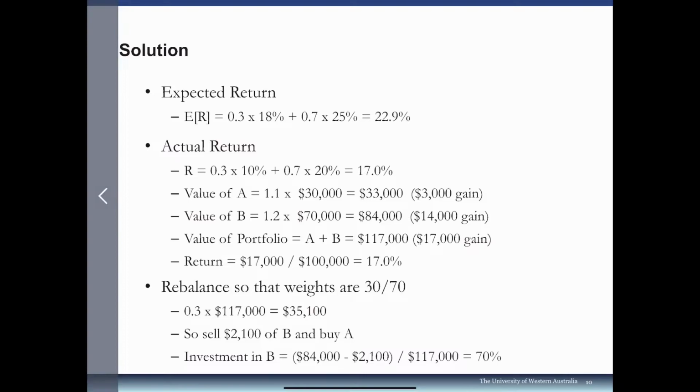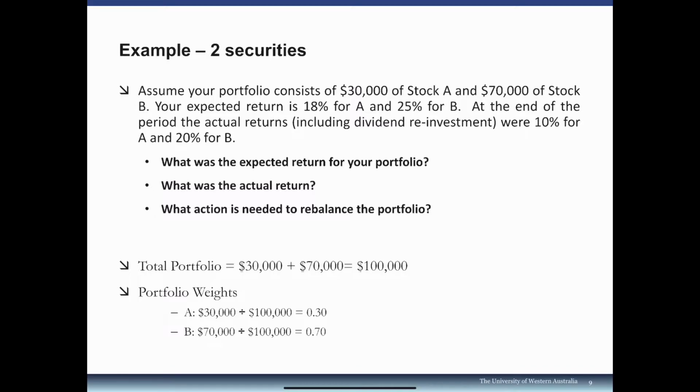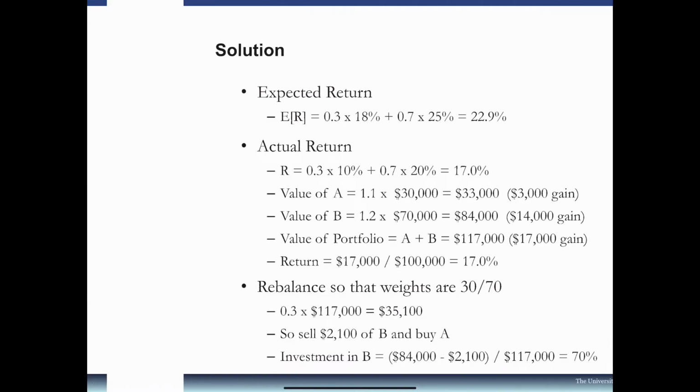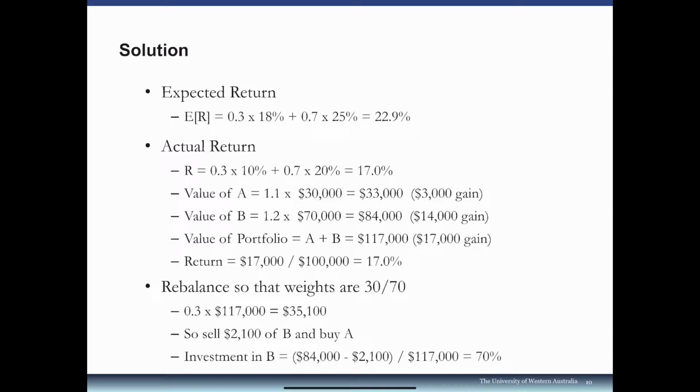For the actual returns, you need to work out what the individual actual return was for each stock. Using the information provided by the question, it was 10% for A and 20% for B. So what's going on over here is that you can then just calculate it. Again, it's a weighted average. R equals 0.3 times 10% plus 0.7 times 20%, which is 17%.